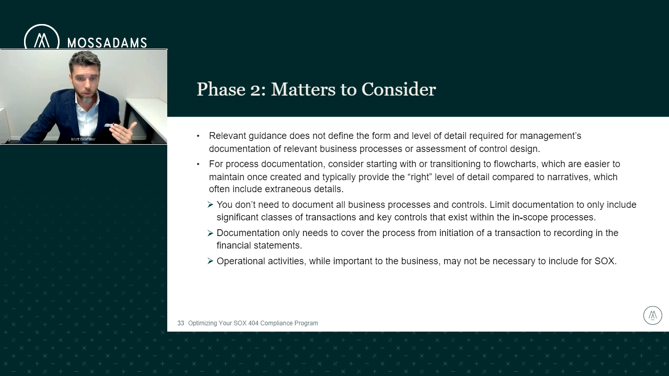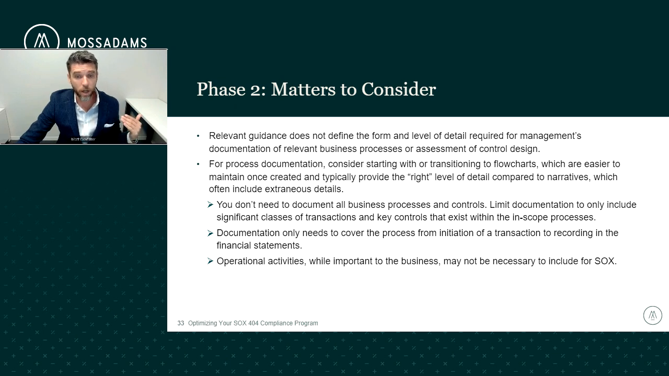So going back to the rules, it's important to remember the guidance doesn't specify the form or level of detail required. And when I say the guidance, I mean SEC guidance. It doesn't specify the form or level of detail required for the documentation of processes and internal controls or management's assessment of their design. So here are some things to keep in mind. Process documentation typically takes two forms, either a narrative or a flow chart. Narratives are very detailed, but they're a lot of work to produce and to keep updated. So, we recommend considering flow charts to get the right level of detail. These are typically preferred by the auditors. They're also easier to maintain once they've been developed.